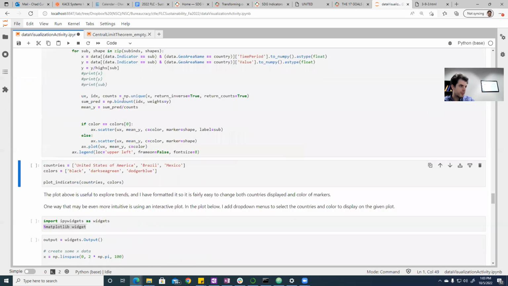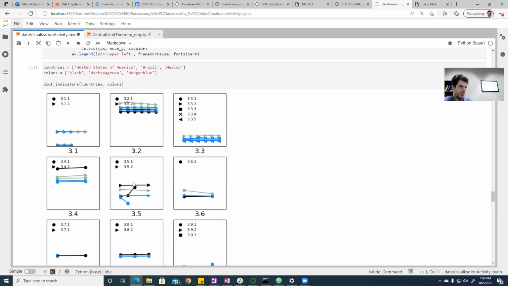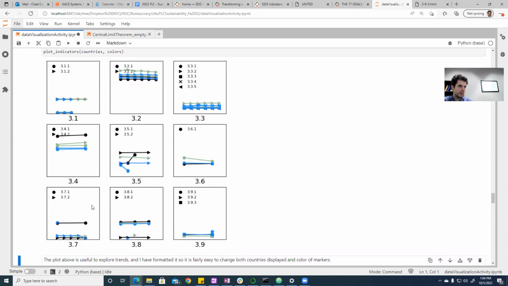Let's try this really quick. Now, the function runs like this. You type in the names of the countries that you want to plot, and you can also change the colors of the lines for those as well. And if we run that, let's see what happens. Here are our indicators. So I have sub-goals. Each plot here, I was only able to represent 9 sub-goals in this one. And then there's multiple indicators for each sub-goal, right? So this has 3.1.1 and 3.1.2.